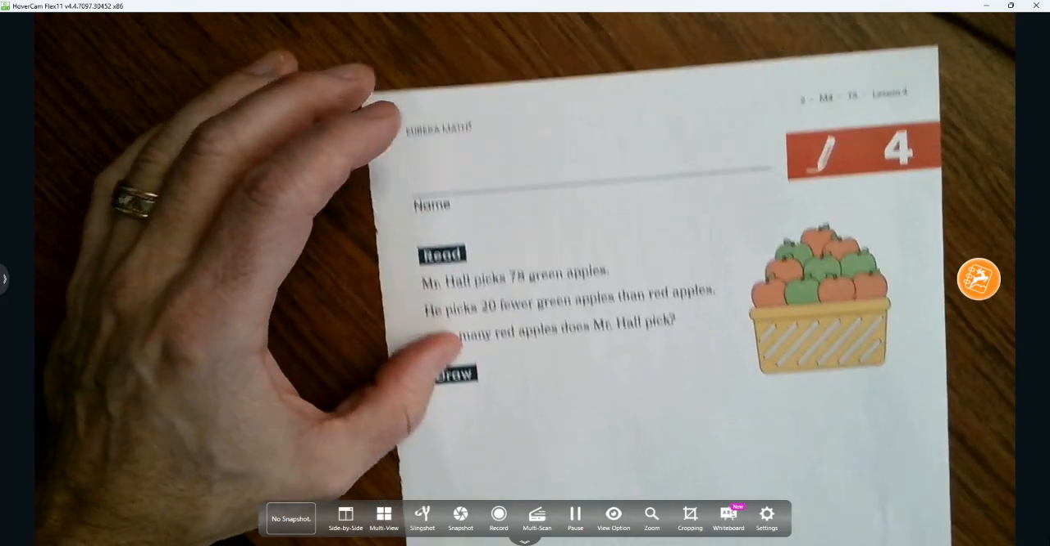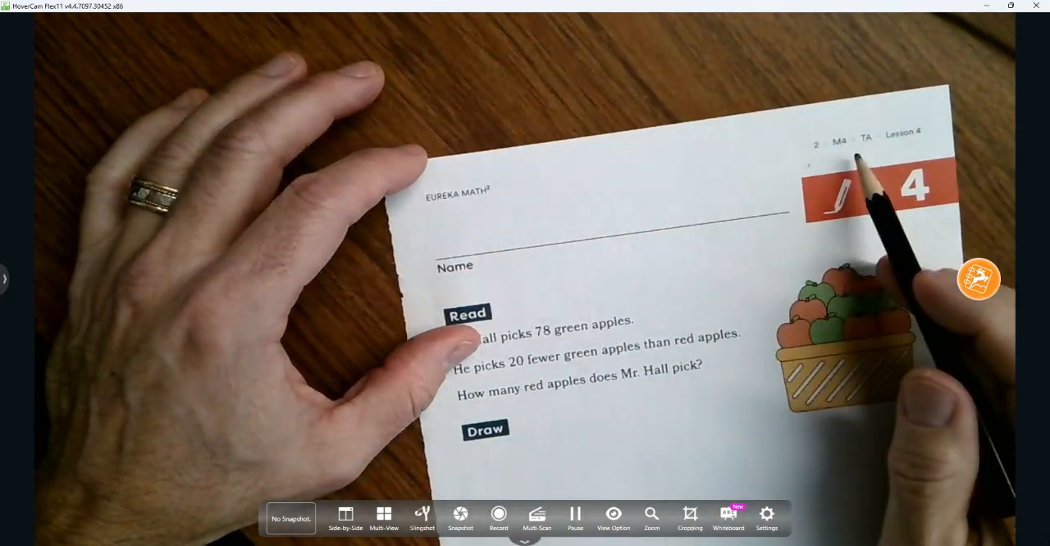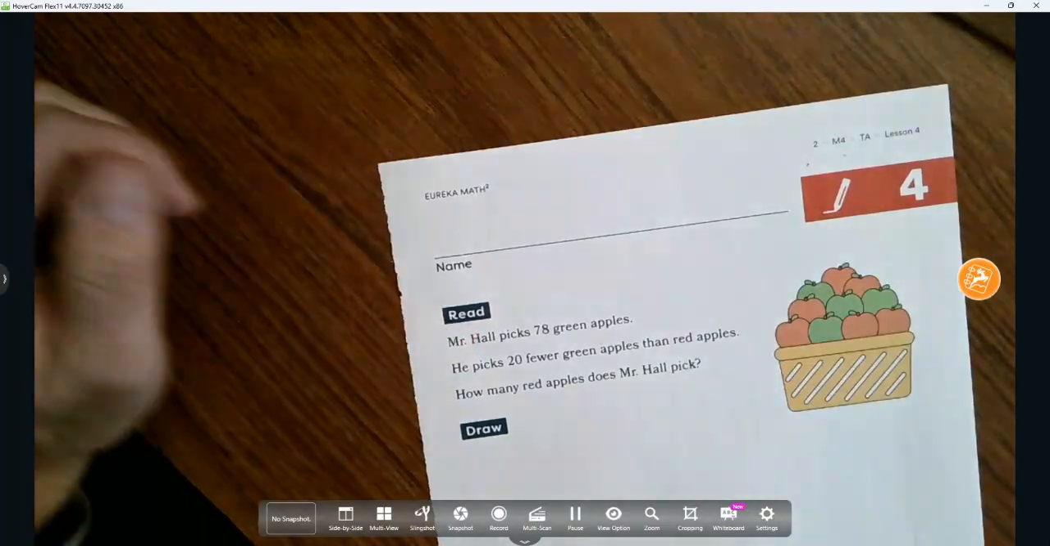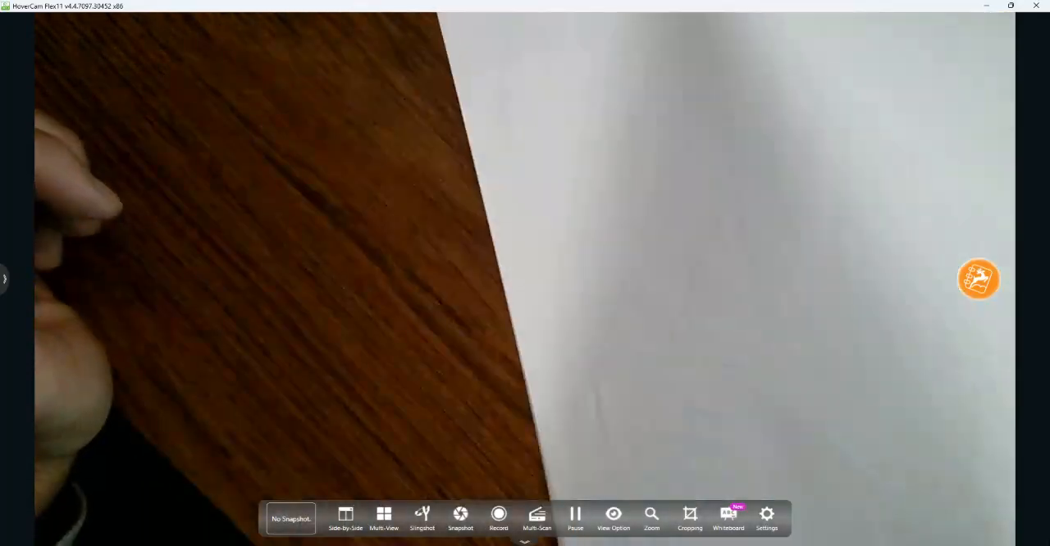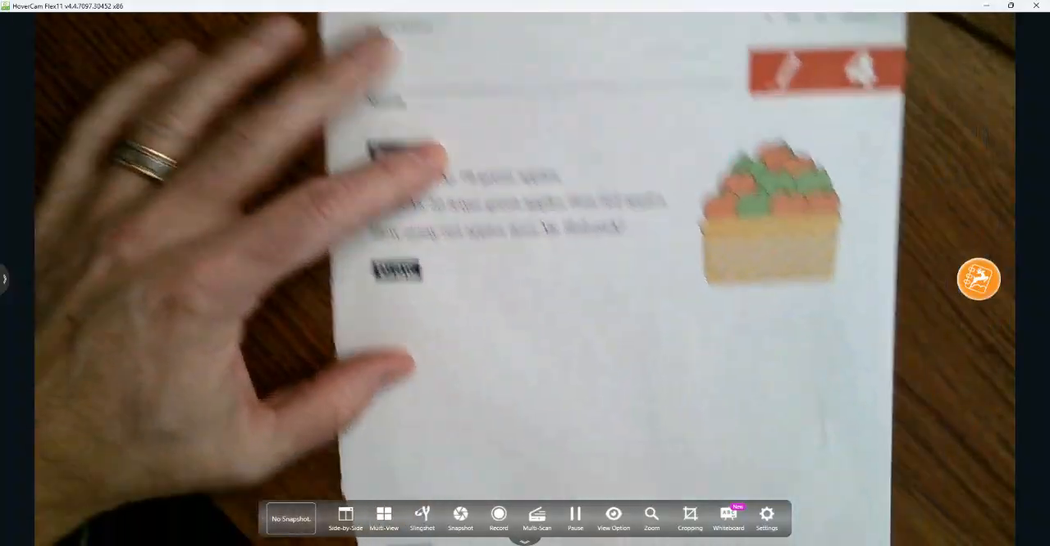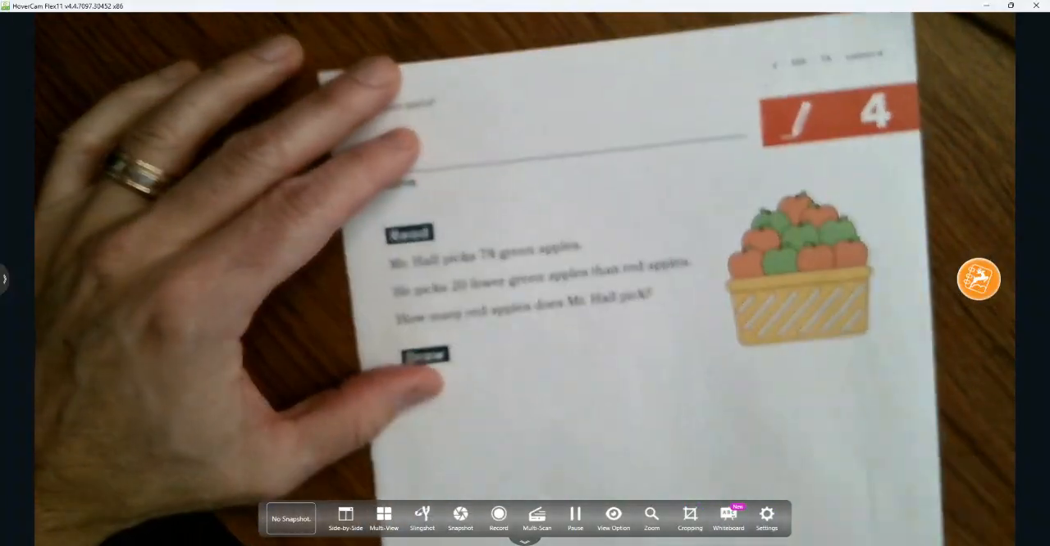Lesson 4 for Eureka Math Squared, second grade, module 4, lesson 4. Hey, guess what? Nothing on the back. Only page 21 today. Let's draw a picture to go with this one.